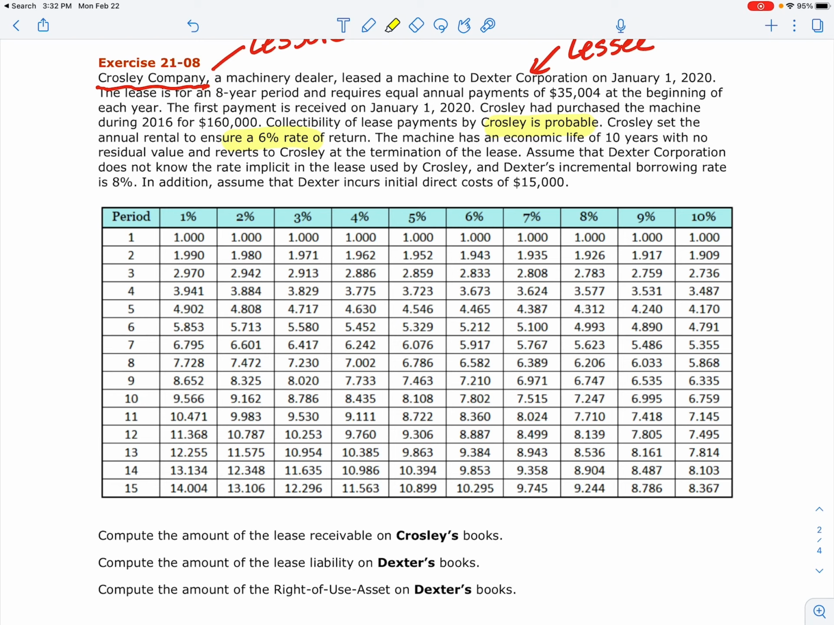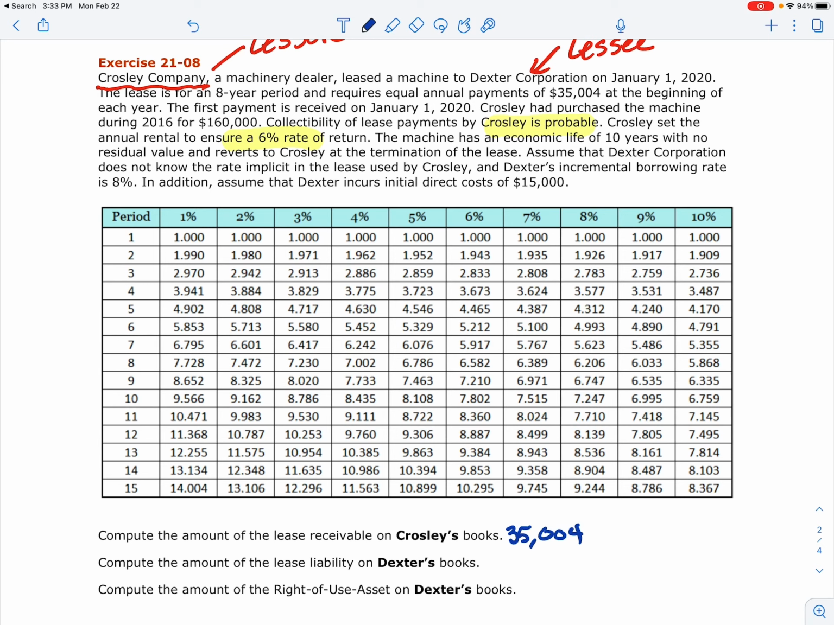Therefore, we're going to record a receivable on Krasel's books. And how much is that receivable going to be? Well, we have to find the present value of these payments. So I'm going to look at the equal amounts that I'm going to get, 35,004. Since I'm getting them every year, that's the definition of an annuity. So I have pulled out that annuity table for you to look at. It's right here. Your book is going to give you one as well.